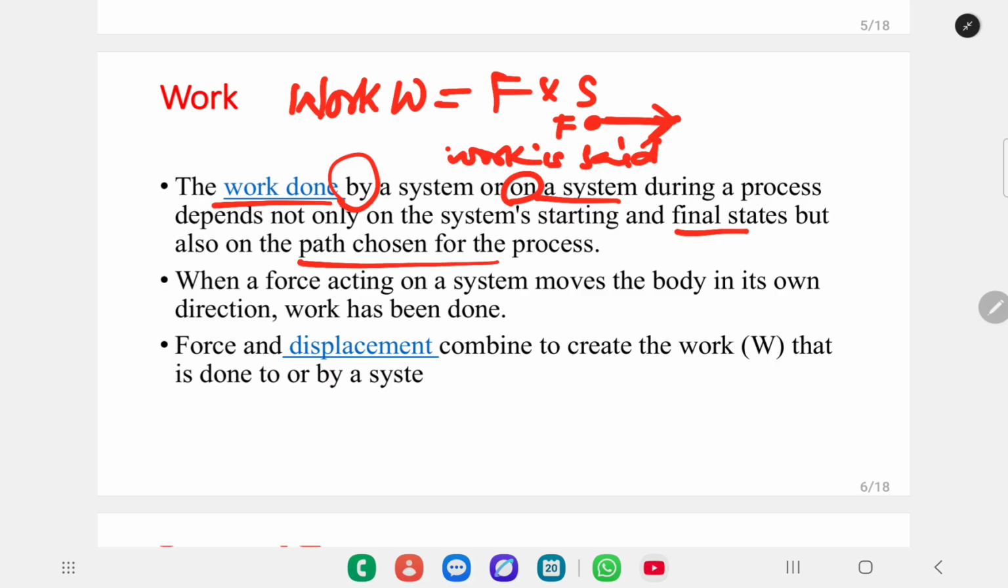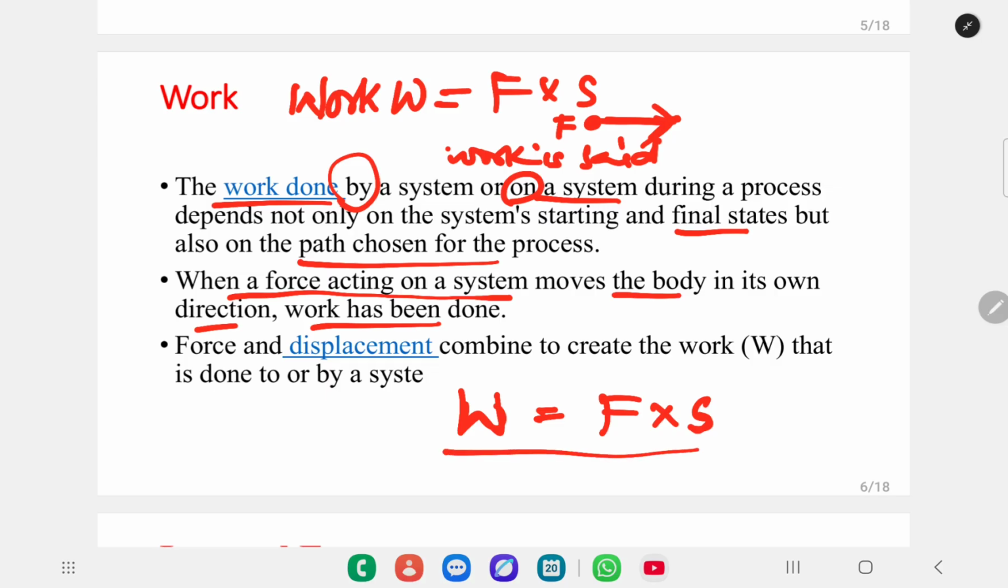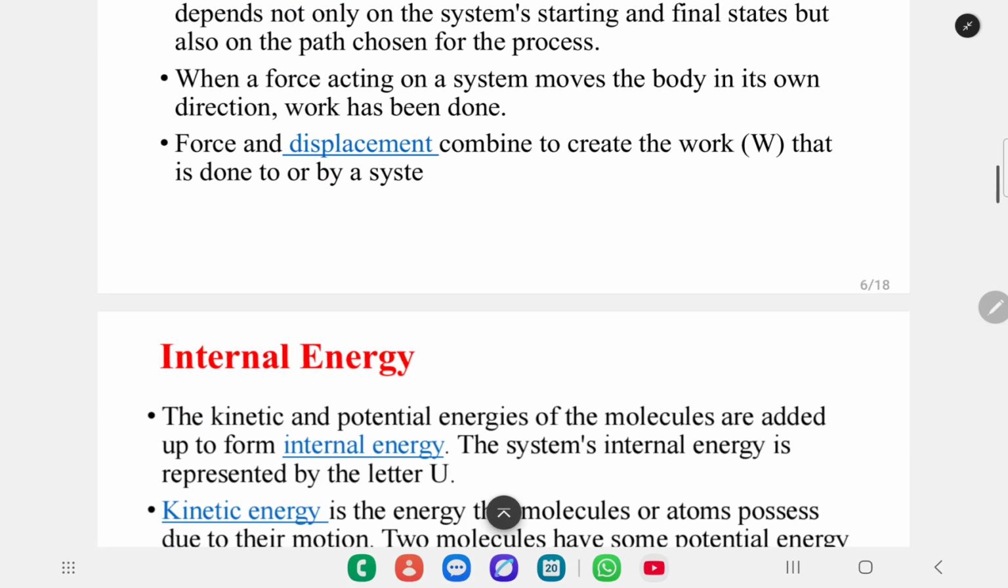When a force acting on a system moves a body a certain distance in its own direction, then work has been done. W is equal to F into S. So force and displacement combine to create the work that is done on or by a system. Fine, that is about work.